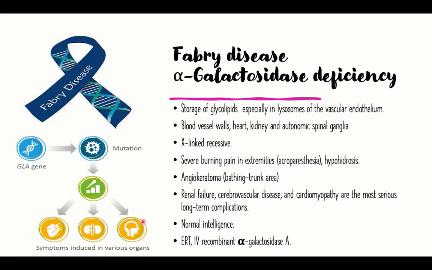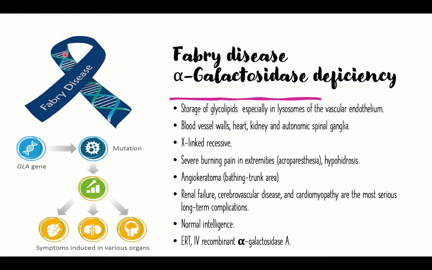The fourth condition of sphingolipidosis includes Fabry disease. Fabry is another X-linked recessive condition where we have deficiency of one lysosomal enzyme called alpha-galactosidase. So there is a storage of sphingolipids or glycolipids, especially in lysosomes of vascular endothelium, and so blood vessel walls are the most affected by this condition. Heart, kidney, and spinal ganglia or nervous system are also the main affected organs.